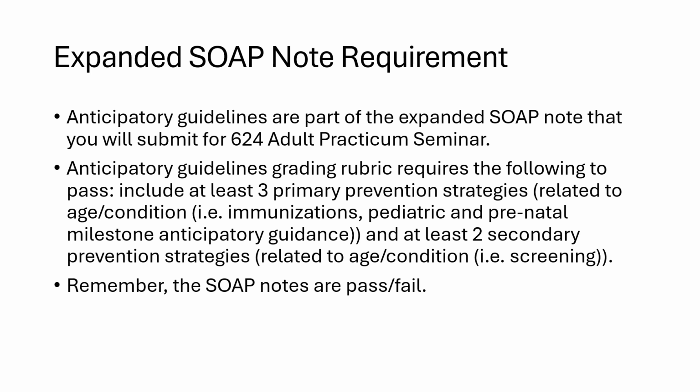So anticipatory guidelines are now part of our SOAP note. So we're going to expect that you will include anticipatory guidelines in the SOAP notes that you provide to us. And you can see that you will include at least 3 primary prevention strategies, and that's going to be related to age and conditions. And this can be immunizations, pediatric prenatal milestones, anticipatory guidance, and at least 2 secondary prevention strategies. And that would be like screenings for pap smears and things like that.